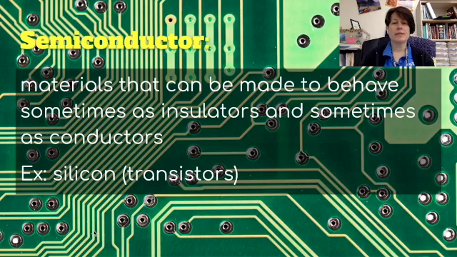There are also semiconductors. These are materials that can be made to behave sometimes as insulators and sometimes as conductors. An example is silicon, which is in transistors. This is what really makes us able to build computers too. Computers tend to make use of semiconductors.